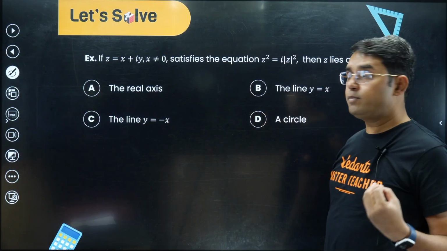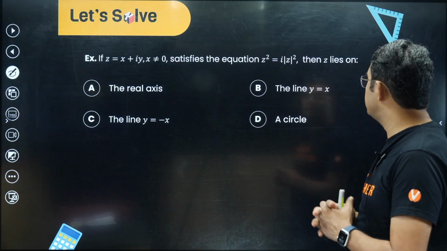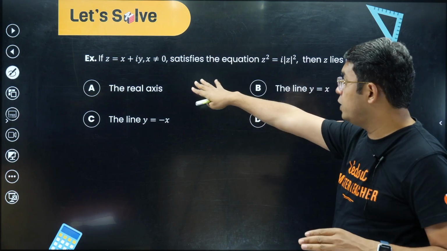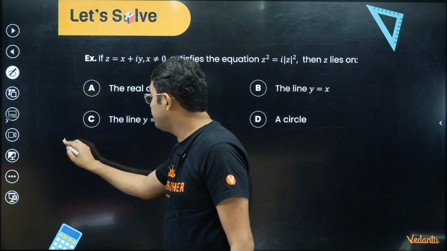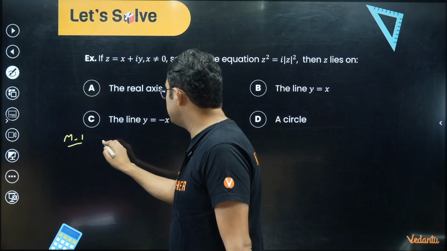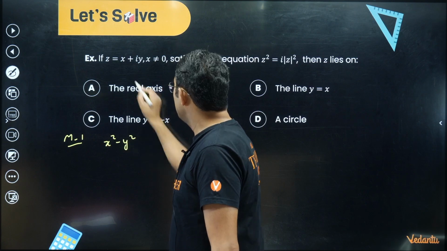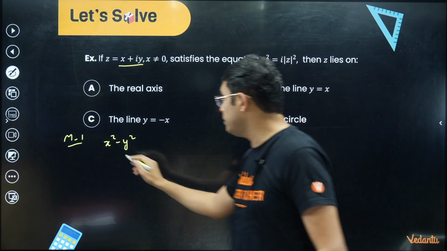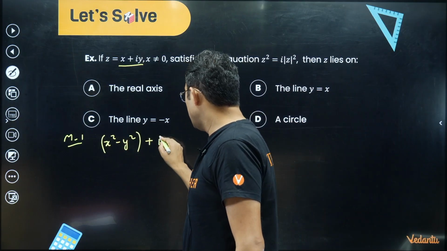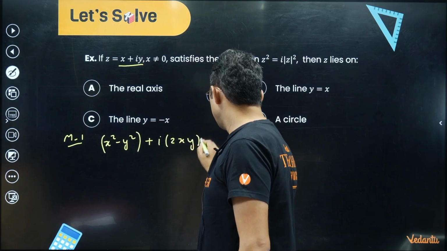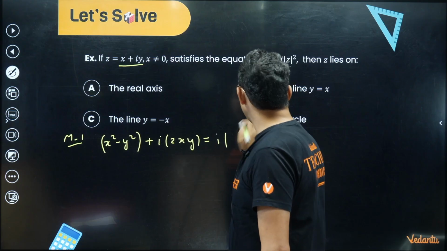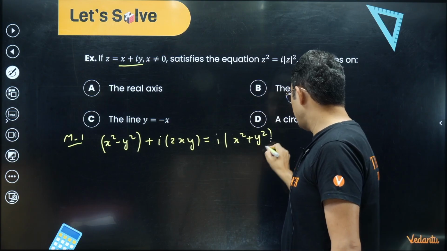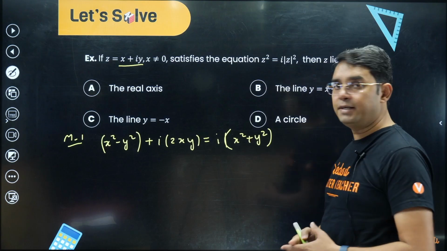Z is equal to x plus iota y satisfies this equation, then z lies on. Now one method for this is to write it in terms of x plus iota y as they have given. That will be the first method. Please see. Left hand side, you just have to whole square it. So x plus iota y whole square gives x square minus y square plus iota into 2xy. On the right hand side, iota is outside, and mod z we know is under root of x square plus y square, and because whole square is also there, this will become x square plus y square.